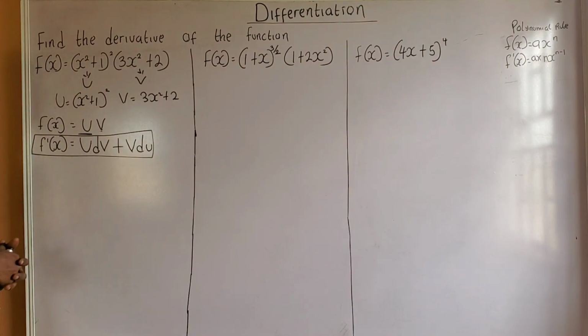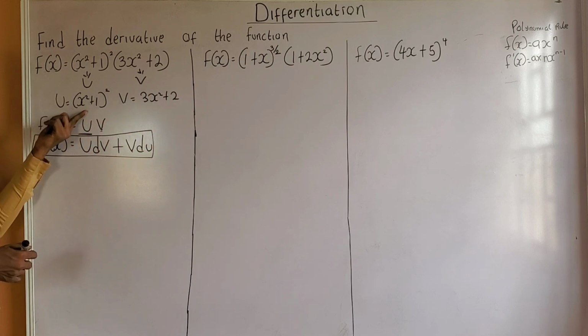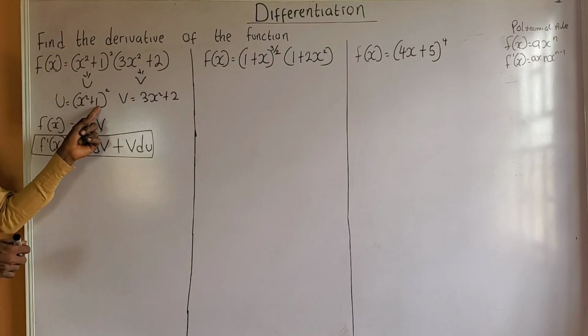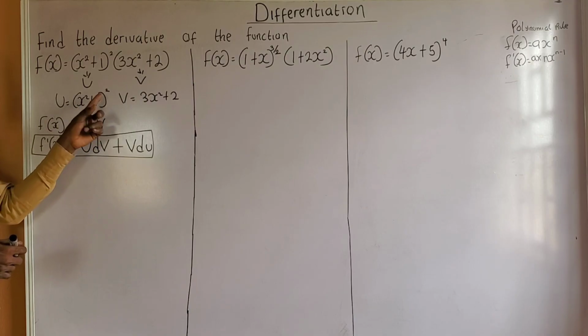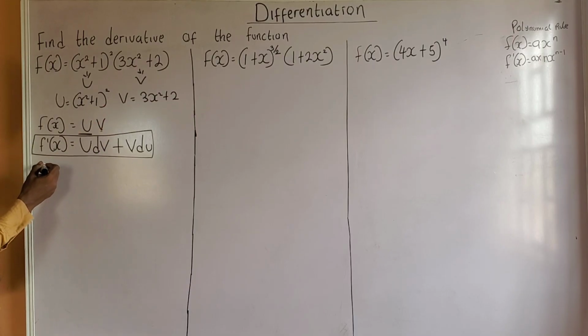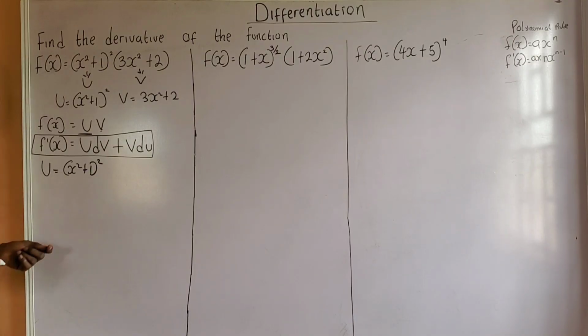Now let's go back to the question. u is the first part, v is the second part. If you look at this u carefully, you will discover that it has a function inside the bracket, which is x squared plus 1, and this function is raised to a power, which is 2. So u equals x squared plus 1 raised to the power of 2. You can use the chain rule to differentiate this function.